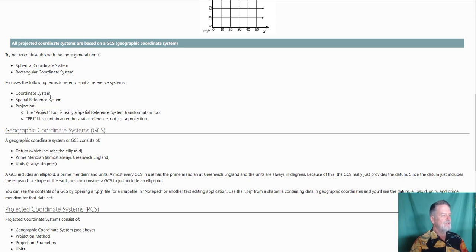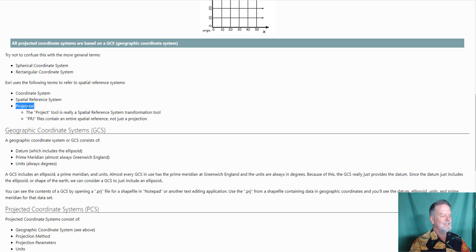You will also hear coordinate system and spatial reference system. I will typically use spatial reference system, but folks, especially Esri, switch back and forth and treat these as synonymous. They're not really, because coordinate system would be the most general, right? It could be a coordinate system for anything. And spatial reference system refers specifically to spatial coordinate systems, in other words, how we reference coordinates to space, usually on the Earth.